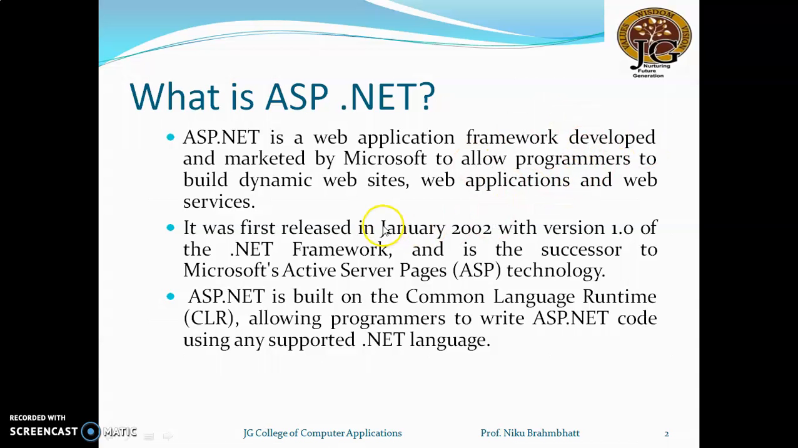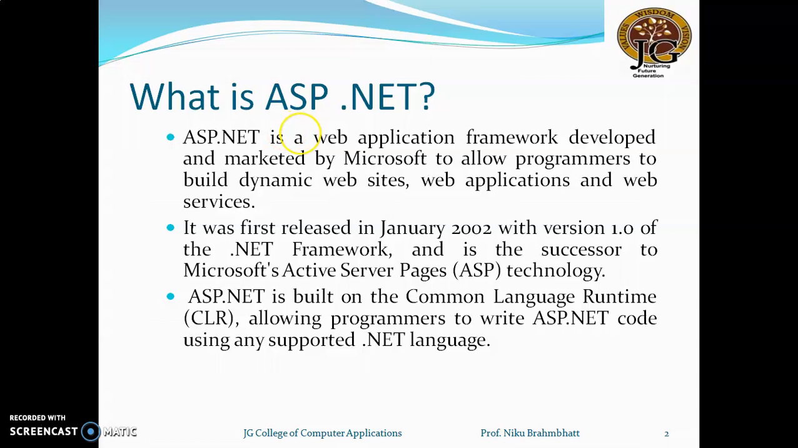ASP.NET was first released in January 2002 with version 1.0. Before that, the technology used to make websites was Active Server Pages, that is ASP. Again, it was a product of Microsoft. So ASP.NET is also a product of Microsoft. It is not open source, it is a licensed product.